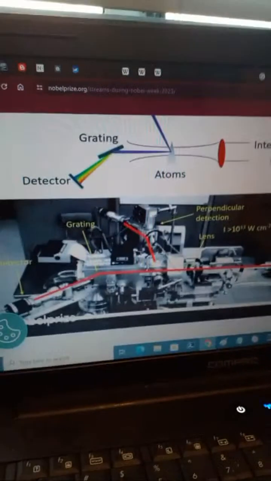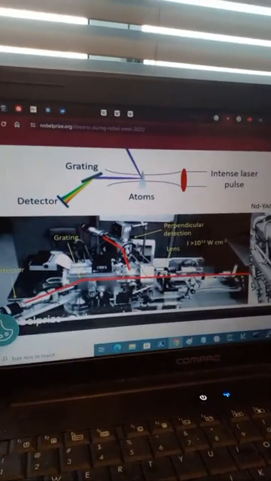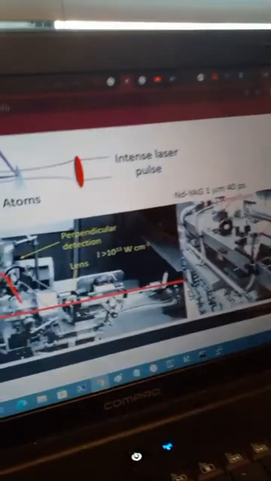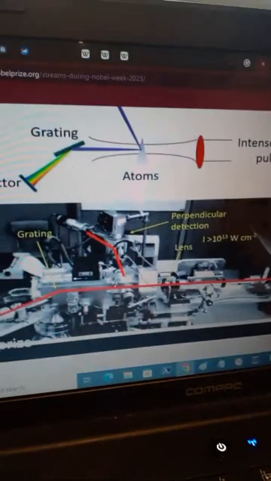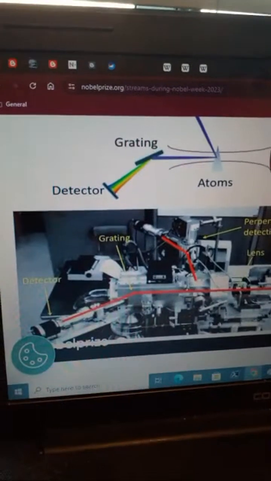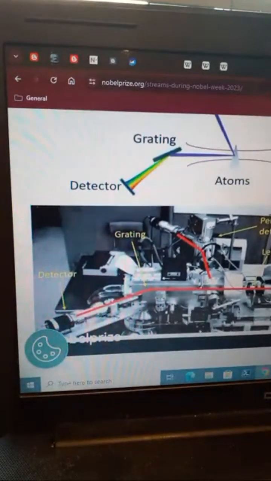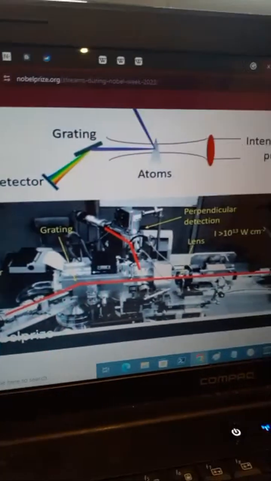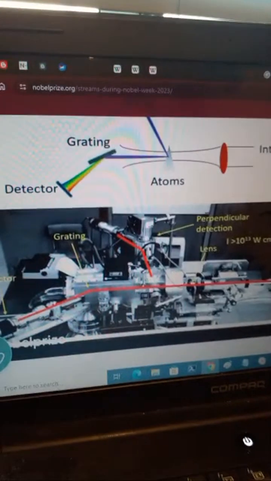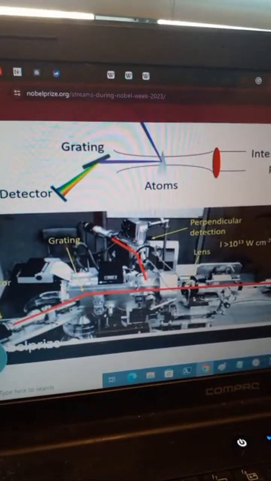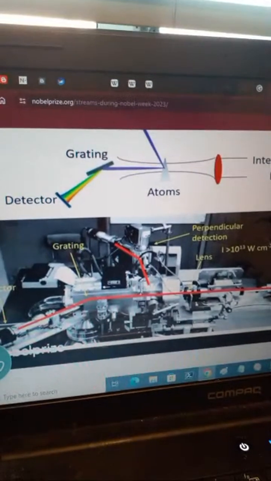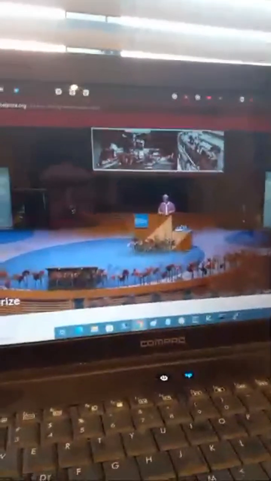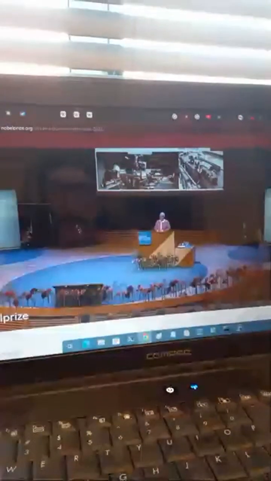And this is a picture of the experimental setup. The laser is coming from the right. You have a lens focusing the laser into a chamber, and the radiation is detected along the propagation axis with a grating and a detector, and perpendicular to it. Here we also have a pulsed gas jet delivering some gas of atoms. So the intensity in the medium reached several times 10 to the 13 watts per square centimeter, which is quite high.